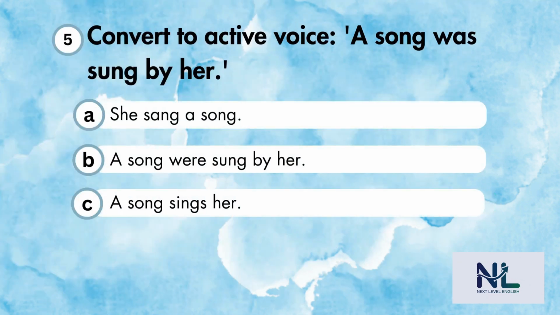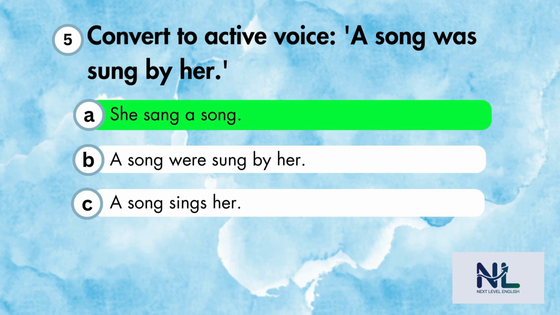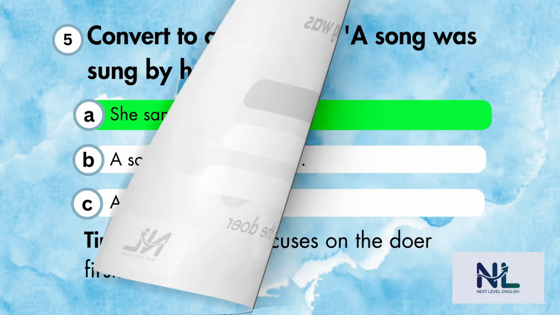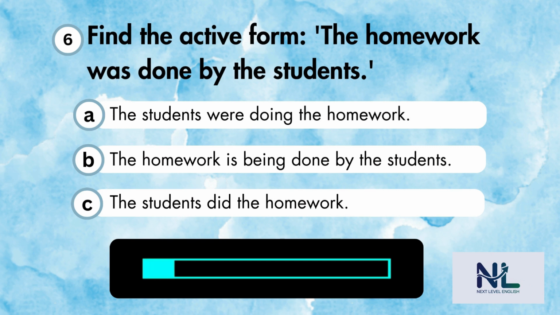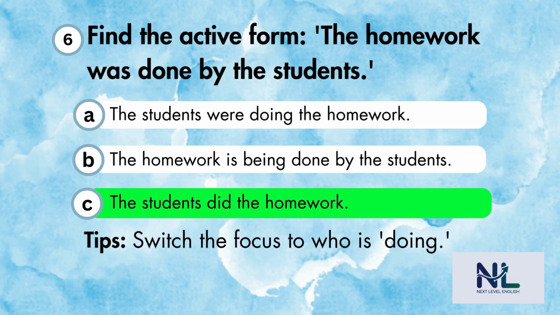5th. Convert to active voice. A song was sung by her. She sang a song. Tips: active voice focuses on the doer first. 6th. Find the active form. The homework was done by the students. The students did the homework. Tips: switch the focus to who is doing.